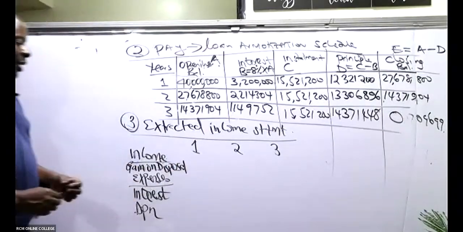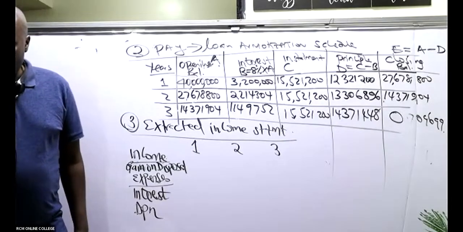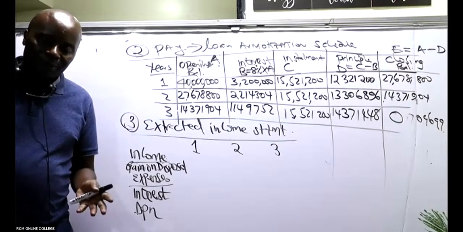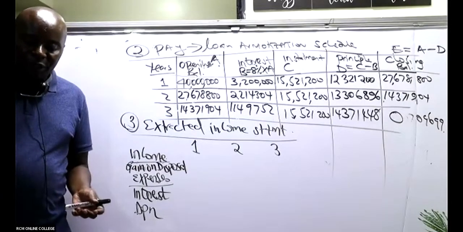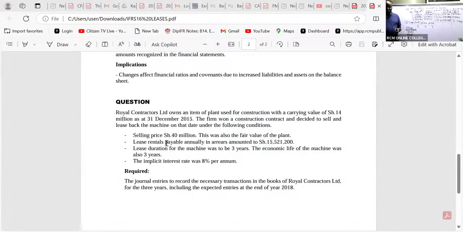Can somebody give me the gain on disposal that we shall book in year one? Remember, this asset initially was ours. We sold it for 40 million, and by the time we were selling it, its net book value, the carrying value, was 14. So see, we made a huge profit, really. We sold it for 40 when it was worth 14 in our books.